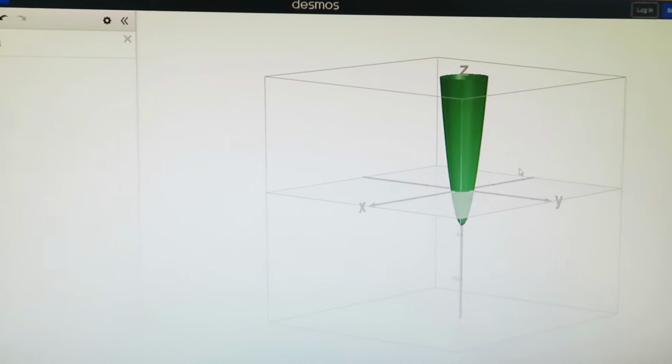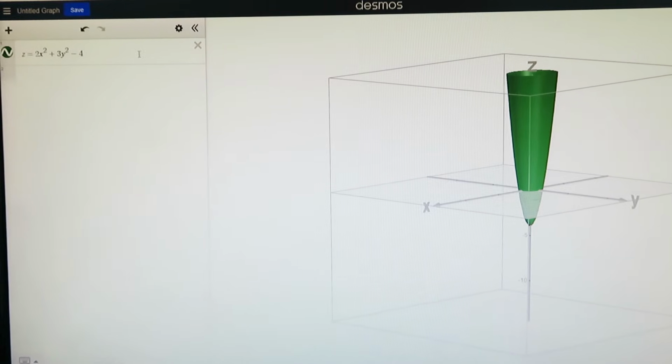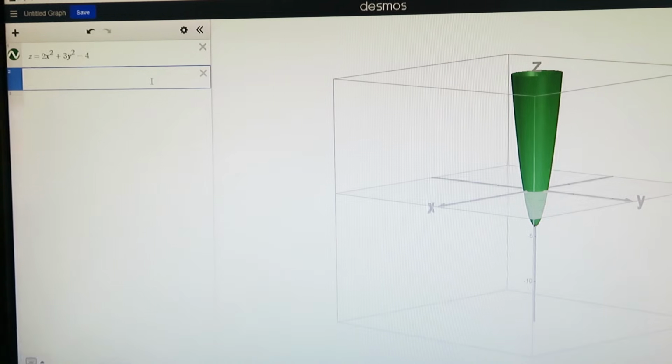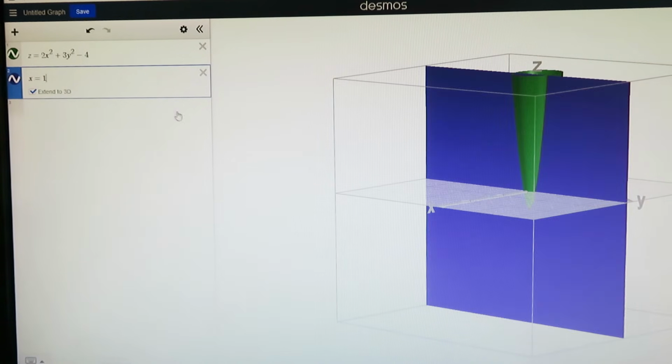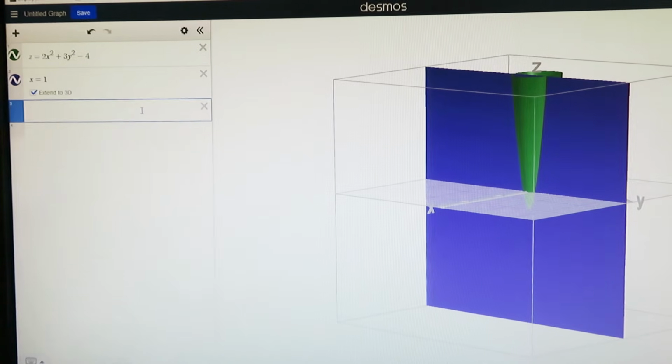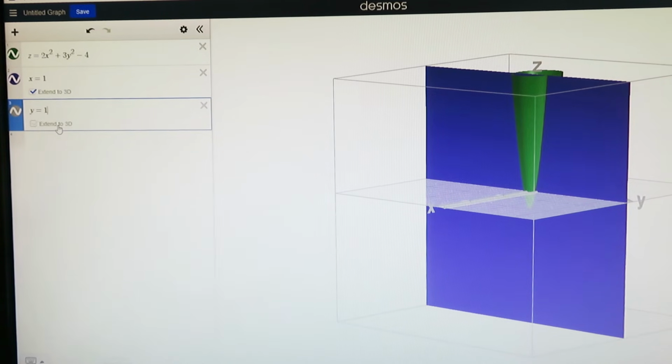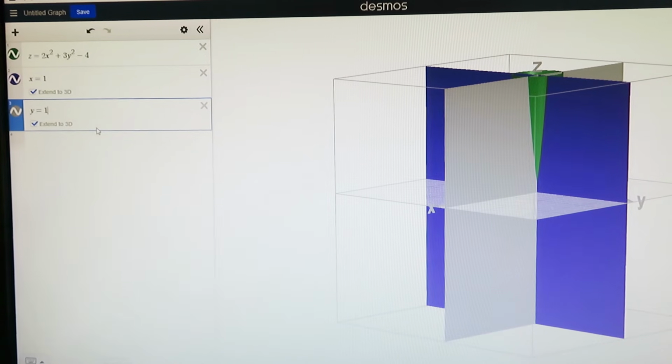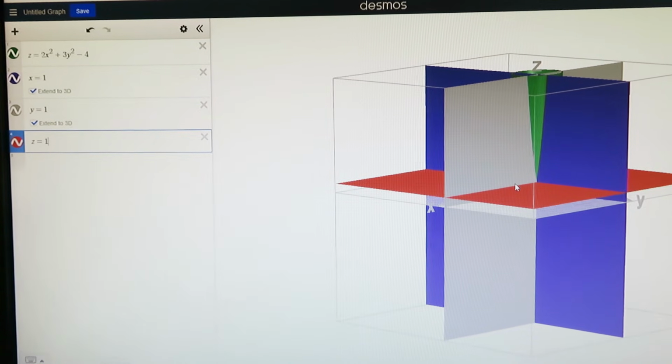Now let's start adding some planes, and I'm going to type them over here. This is us just getting an idea of what we're looking at. x is equal to 1. I'll extend it to three dimensions. We have a plane, x equals 1. Now let's do y is equal to 1. We'll extend it to a dimension. We have y equals 1. And last, let's do z is equal to 1. And this is what we have.